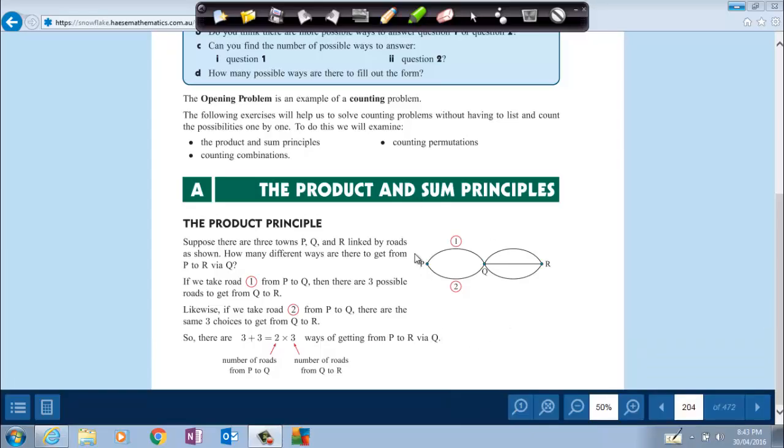Okay, now we're going to look at counting, how it's related to probability. We're going to do the product and sum principle. So first of all, the product principle is illustrated with this diagram.